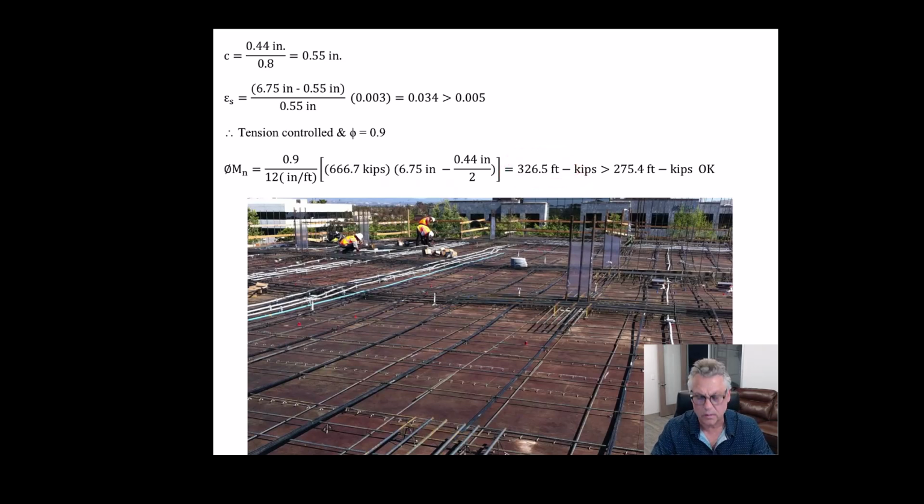with much more strength than our positive demand moment was. If you go back and look, our positive demand moment in the middle of span 2 was 275.4 foot kips. Minimums is going to provide that.